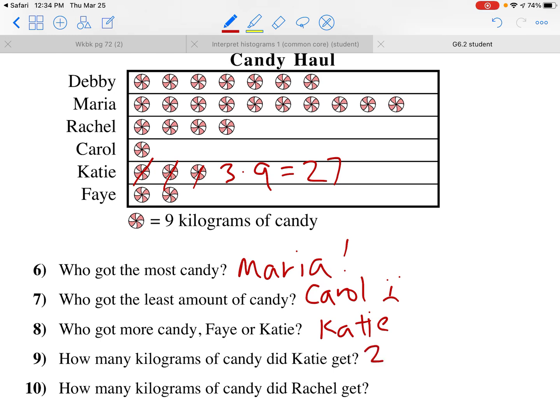How many kilograms we got to get? So 27 kilograms. I was too excited about the candy to remember. We already answered that one. How many kilograms of candy did Rachel get? All right. 1, 2, 3, 4 times 9. 9 times 4 is 36. 36 kilograms of candy. And a mouthful of rotted teeth. Ba-dunk.